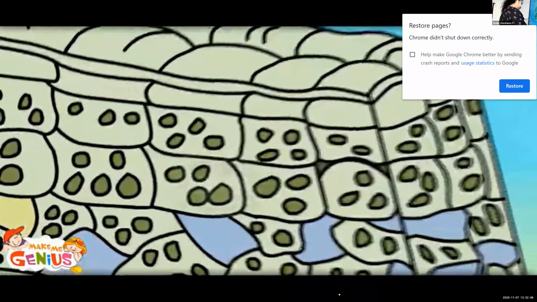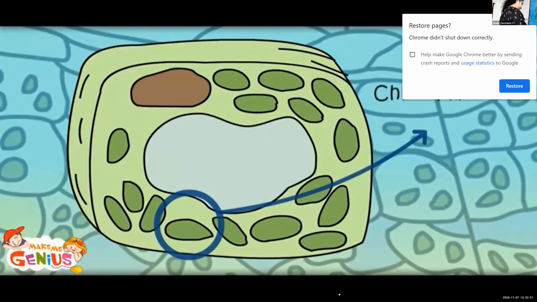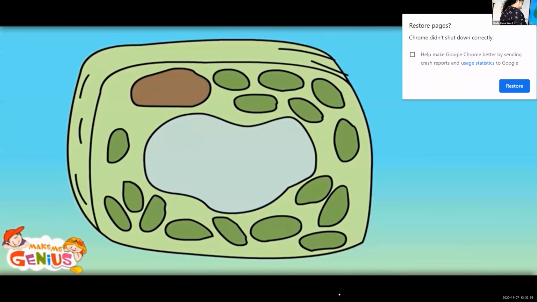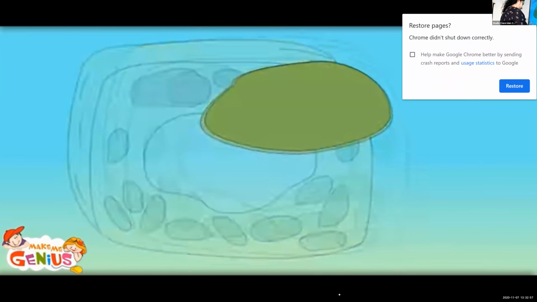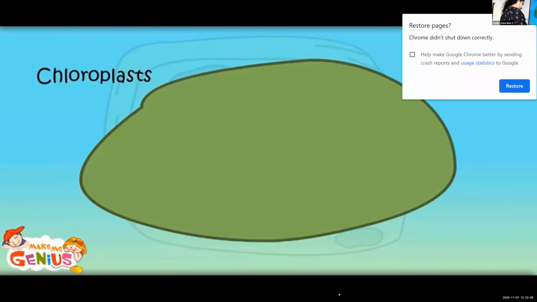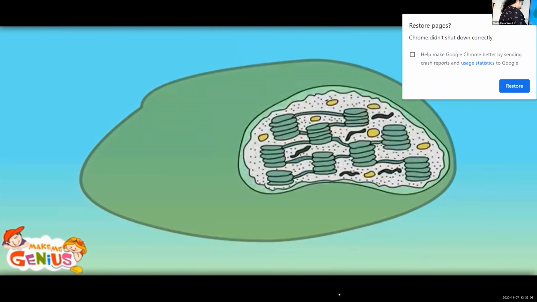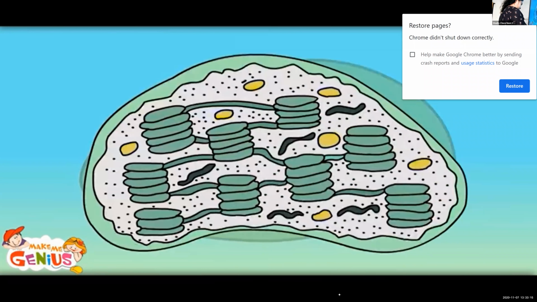What are these green blocks? Oh, these are called chloroplasts. Now see this. Oh, I think the green color of leaves is because of this chloroplast. Yes, in chloroplast cells, there is a chemical called chlorophyll, which gives green color to the plants. So food is made here. Yes, in these cells, with carbon dioxide, sunlight, and water, plants make food.